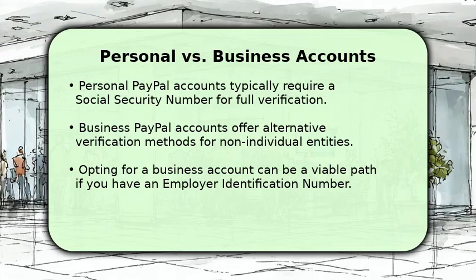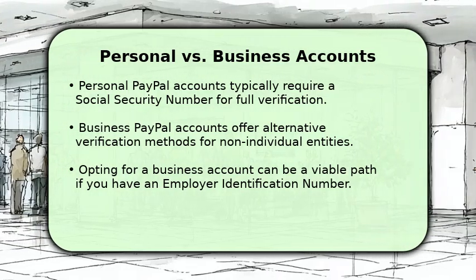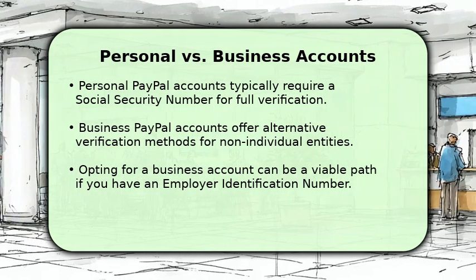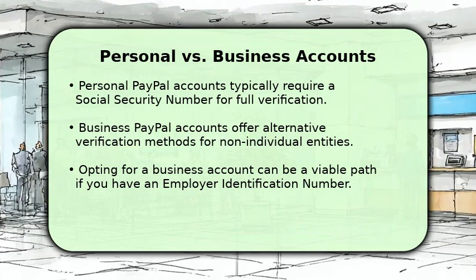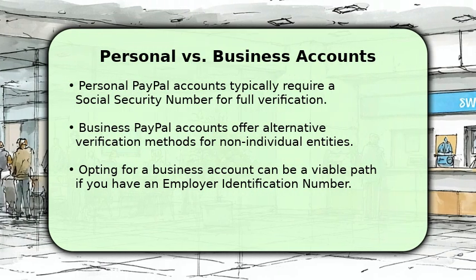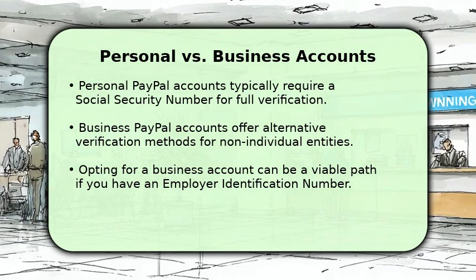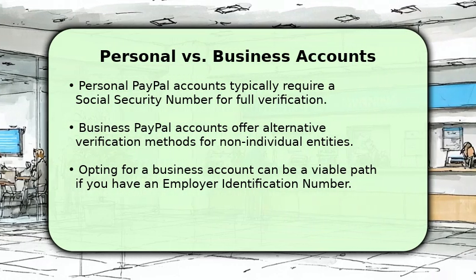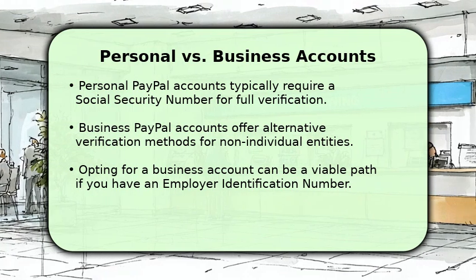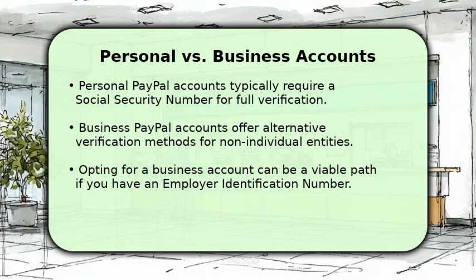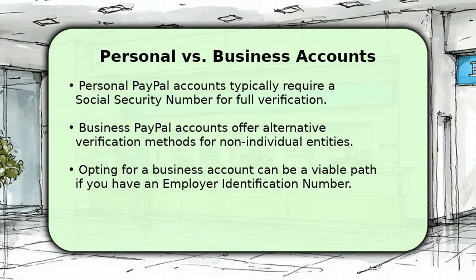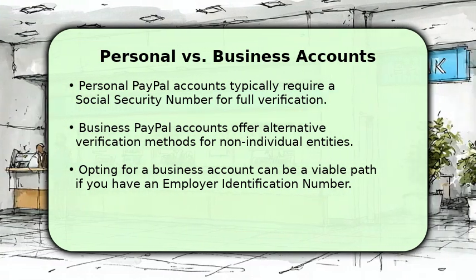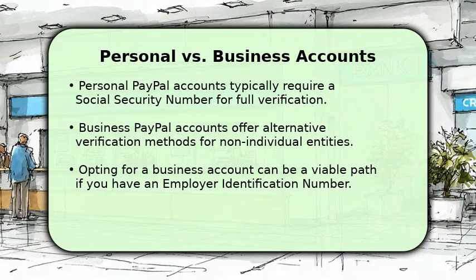Choosing between a personal and business PayPal account is your first critical decision. Personal accounts are generally straightforward, but often require a social security number for complete verification and full feature access. Business accounts, however, are specifically designed for entities and can use an employer identification number instead. This distinction is key for those seeking to avoid using an SSN. Opting for a business account aligns perfectly with using alternative identification methods.